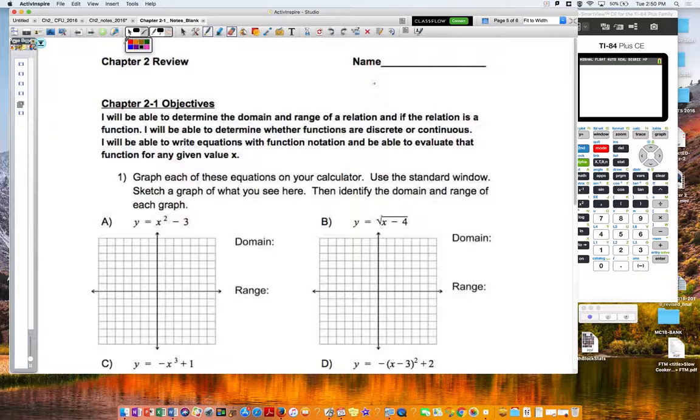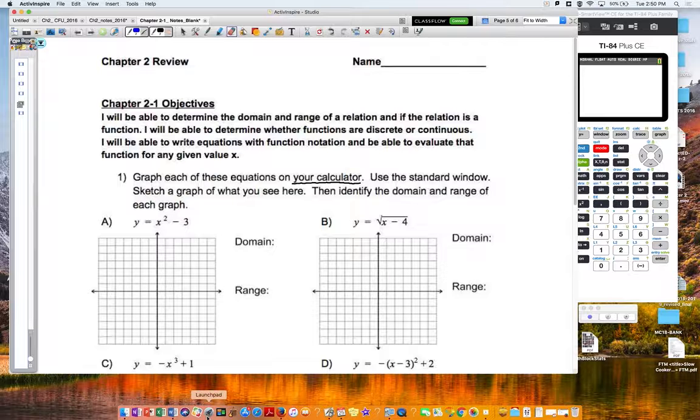On the very first problem here, it asks us to graph each of these equations on your calculator. So I'm going to show you how to do that on your calculator here today. Sorry, I thought I had switched colors. It says use your standard window, sketch the graph of what you see, then identify the domain and range of each graph.